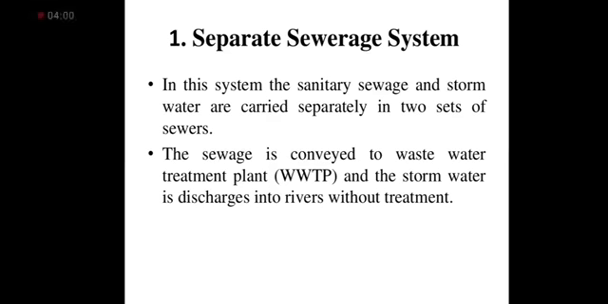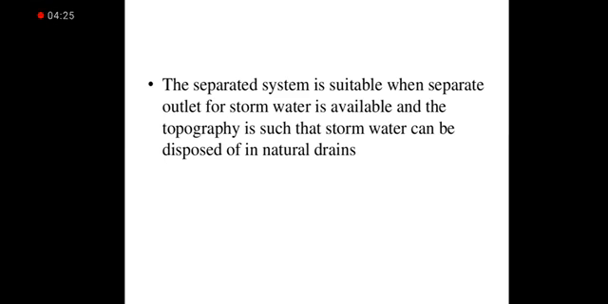In this system, the sanitary sewage and storm water are carried separately in two sets of sewers. Here the storm water as well as the sewage are carried separately. The sewage is conveyed to the wastewater treatment plant and the storm water is discharged into the river without treatment. The separate system is suitable when a separate outlet for storm water is available and the topography is such that the storm water can be disposed of in natural drains.